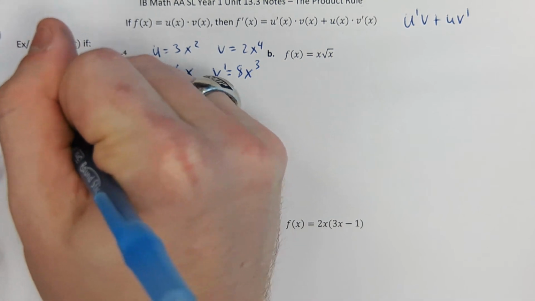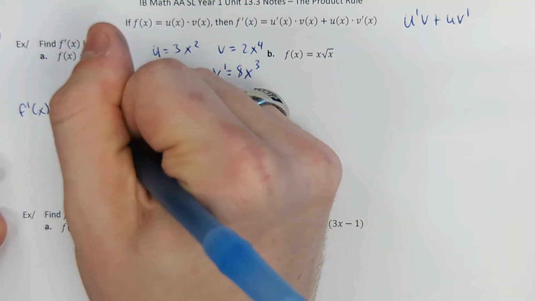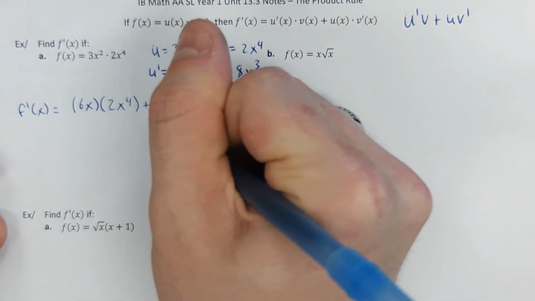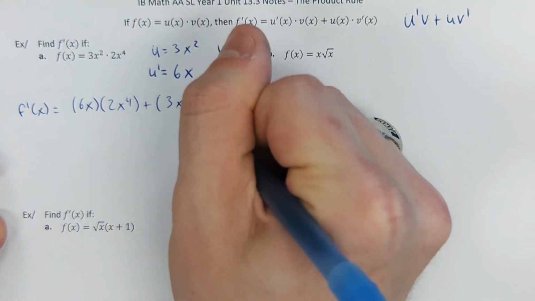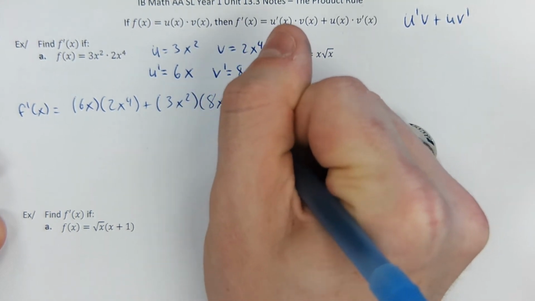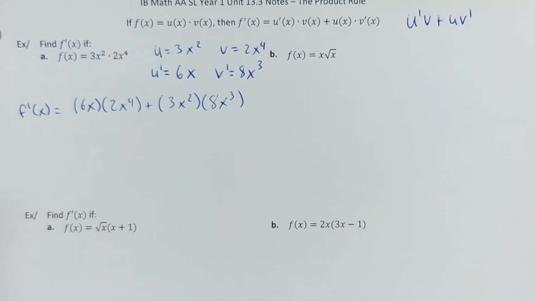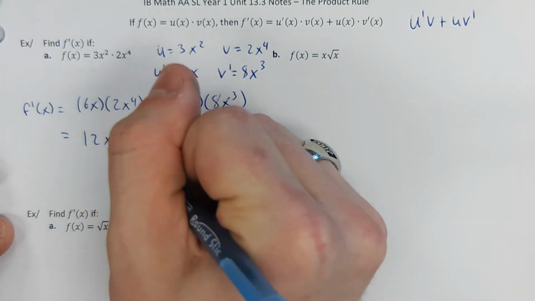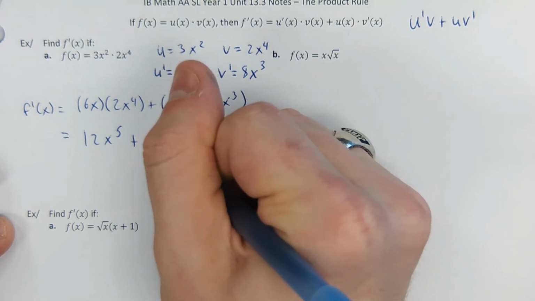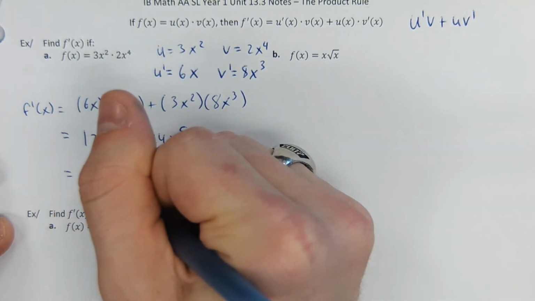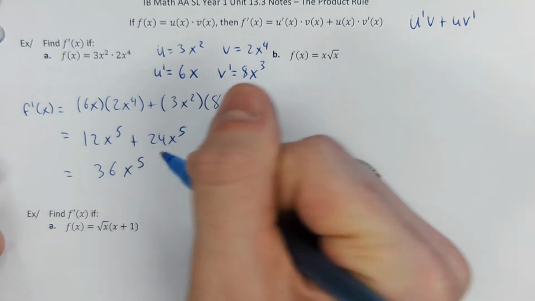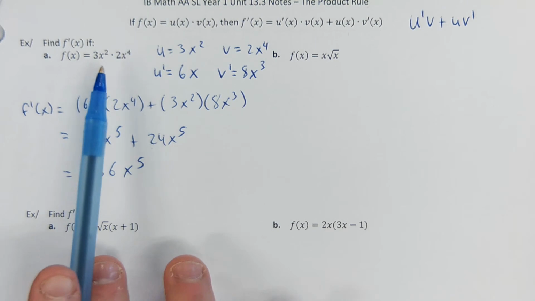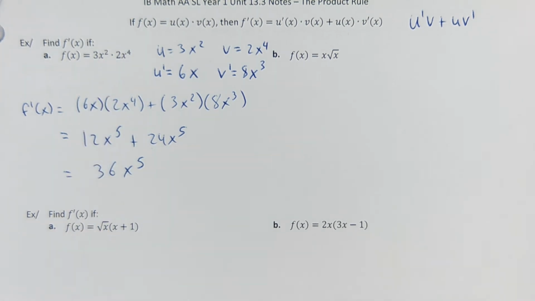F prime of x equals u prime v plus u v prime. And then just multiply. Clean it up. 12x to the 5th plus 24x to the 5th, and oh look, 36x to the 5th. So yeah, the product rule works. Again, would I have ever used the product rule for something that simple? Oh my gosh, no, I would not.